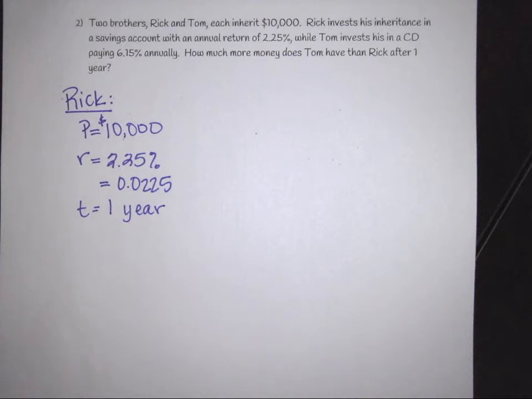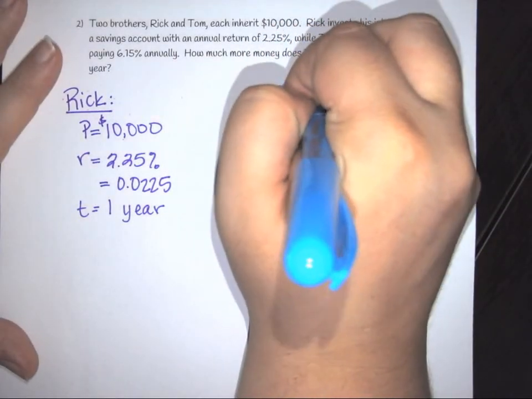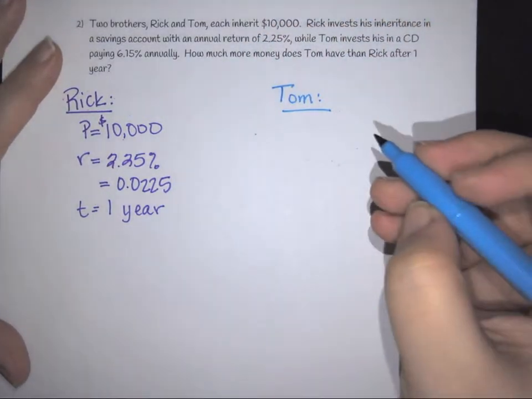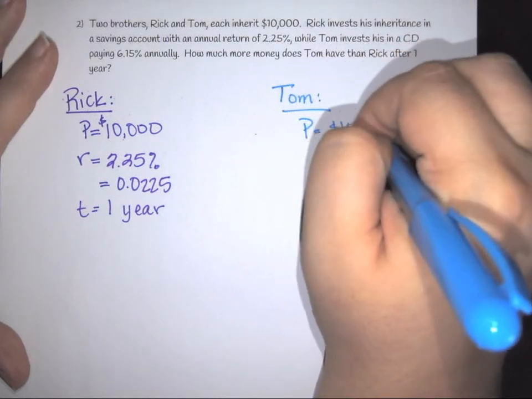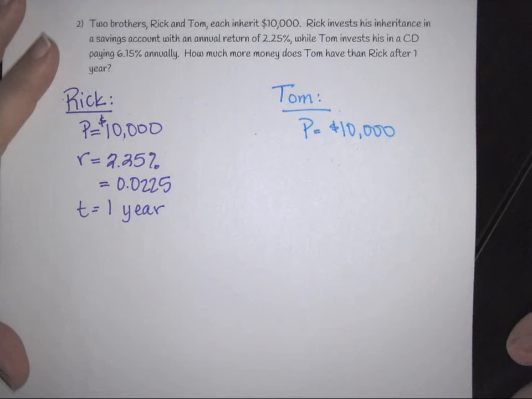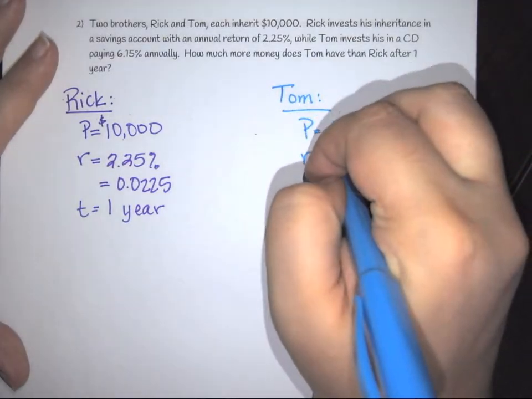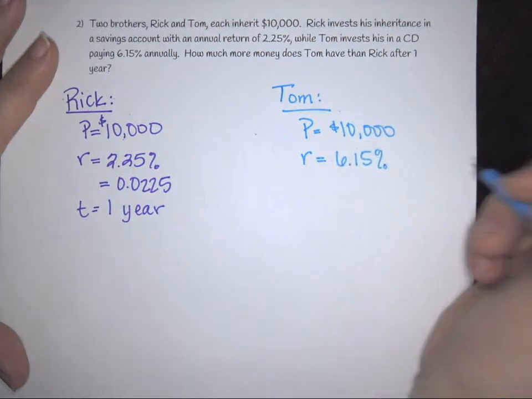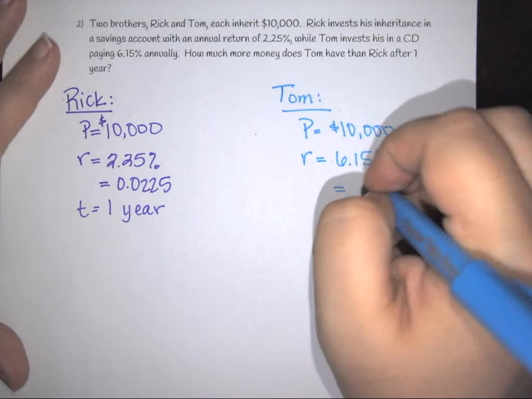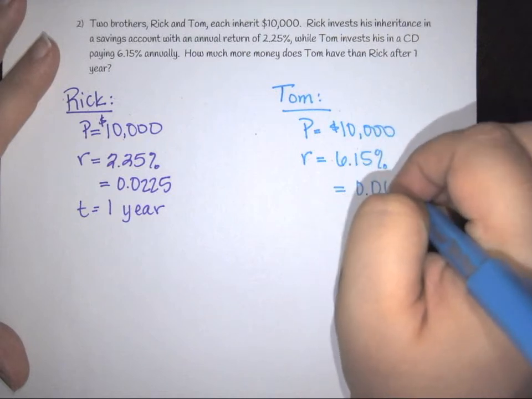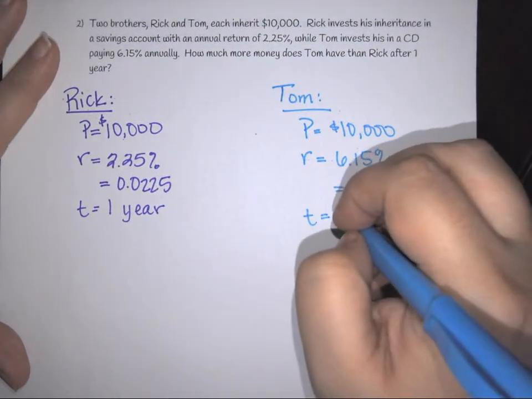The other thing I need to look at is Tom. In terms of Tom, I'm told that I have a principal, again, of $10,000. I am told that I have a rate of 6.15%. Again, change that to a decimal by dividing by 100. So this is 0.0615. And I'm also told annually, which is 1 year.